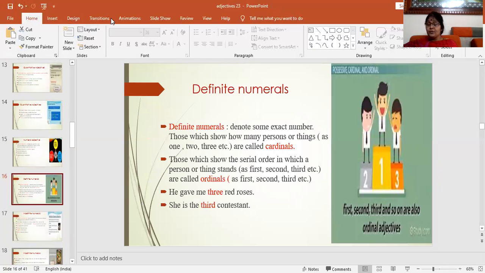What is definite numeral? It denotes some exact number, those which show how many persons or things, right? 1, 2, 3 are called cardinals. Those which show serial order, first, second, third, are called ordinals, right? So definite numerals denote some exact number, those which show how many persons or things.